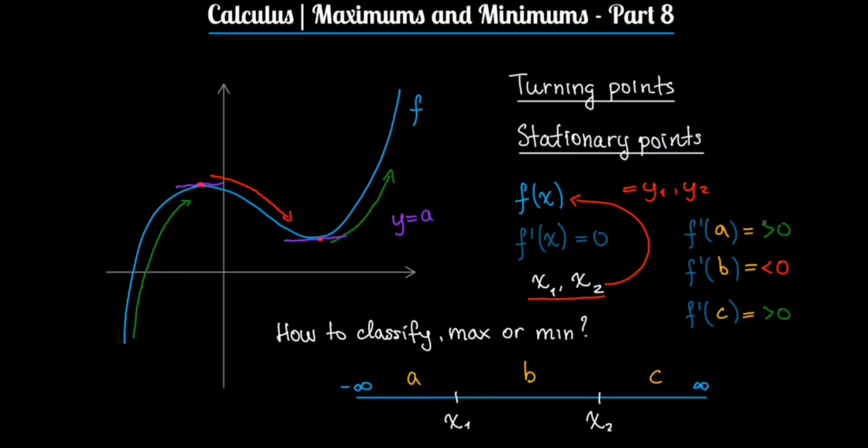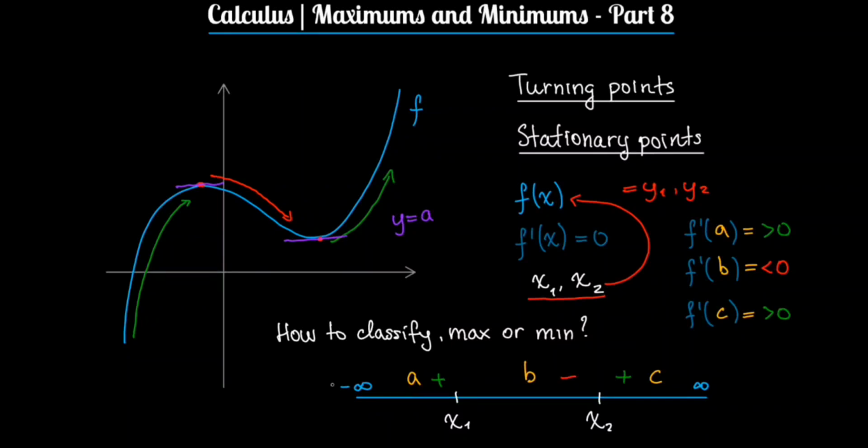Let's say we do this and we get greater than 0, less than 0, and greater than 0 again. We would then go back onto the number line and put the plus signs for the positive gradient and negative signs for the negative gradient.